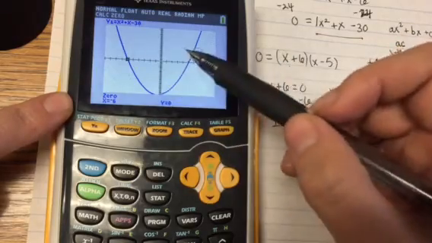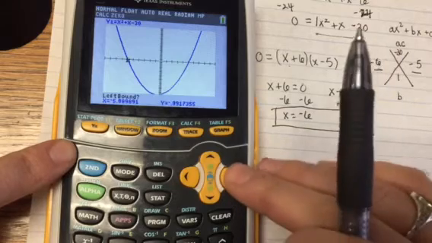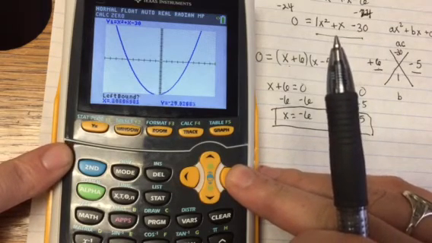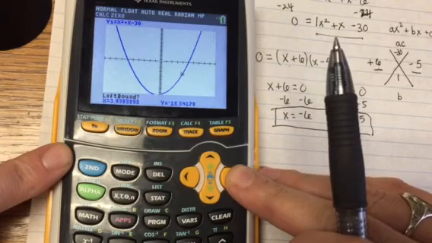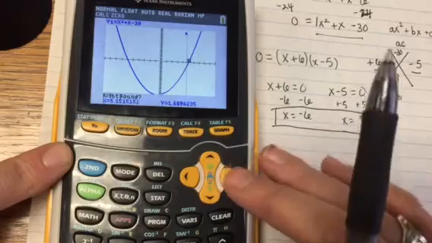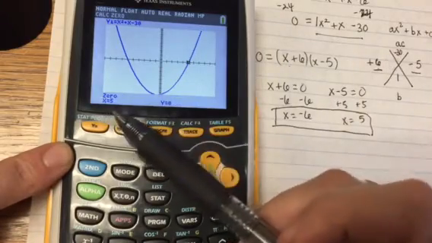If we do that process again, so second trace, number 2 for zero, hold down that right arrow so that it scrolls all the way to the right. Okay, so we're left of the bound, we're left of the intersection, right, and then guess. Our other zero is at 5.